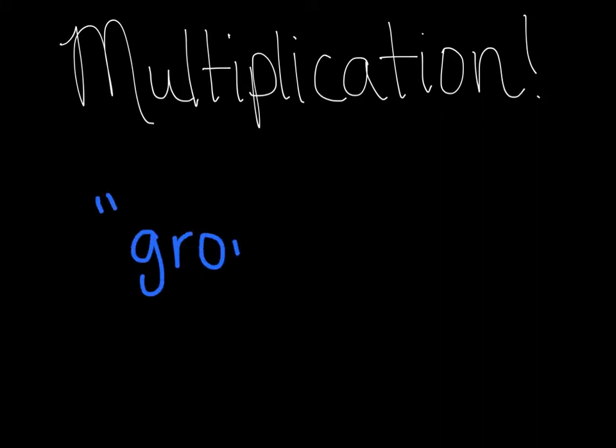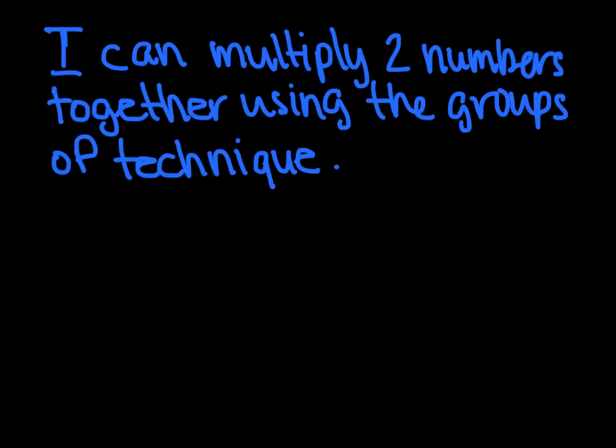So we're going to talk about what that really means, but you've heard me say, you know, we have three groups of four or five groups of six, and we've been able to kind of wade our way through it. Well, now we're going to talk about how we really design that to work. So our I can statement, or what we hope to accomplish by the end of this lesson, is that I can multiply two numbers together using the groups of technique. And we're going to talk about what that is.